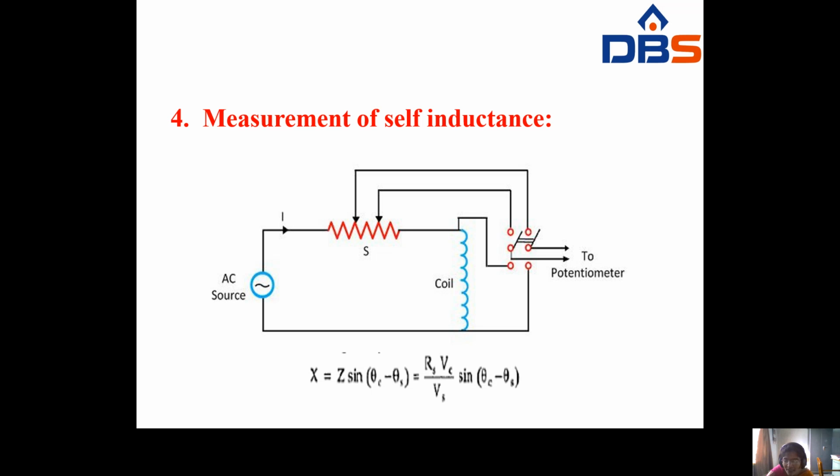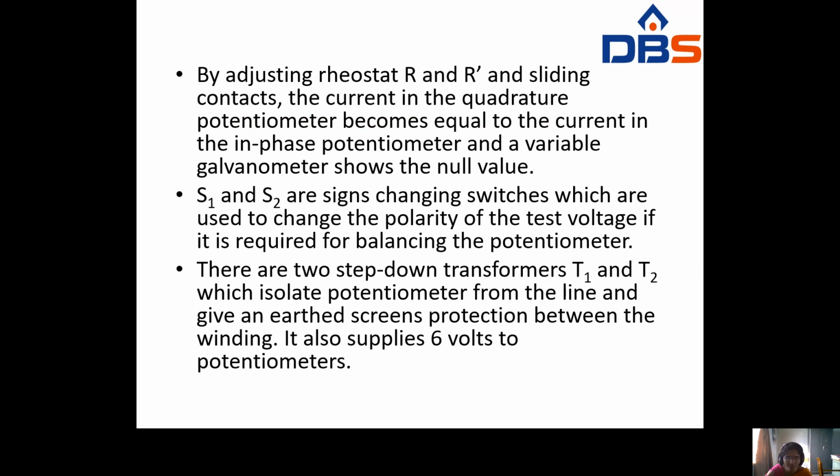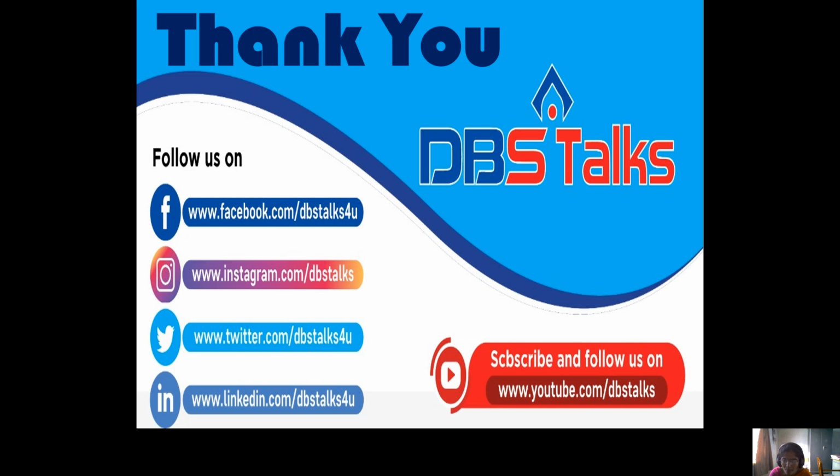So these are the applications of the AC potentiometers. Now in this class we discussed what a potentiometer is and what the types of potentiometers are, that is DC potentiometers and AC potentiometers. In the DC potentiometer we discussed Crompton's DC potentiometer, which works only on DC. And AC potentiometers have two types, since AC can be expressed in polar form and rectangular form, that is, in coordinate form. Depending upon that, AC potentiometers are classified into two types.